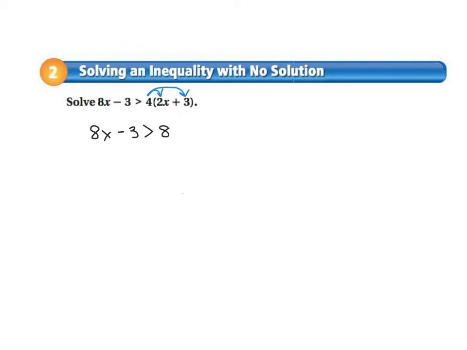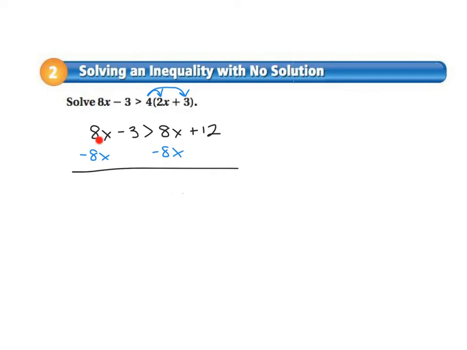4 times 2 times x is 8x. 4 times 3 is 12. Now, whenever we have a variable on both sides, I usually say pick the smaller one and move it. But what you'll notice here is that they're the same size. So you can pick either one, and let's do the opposite. The opposite of positive 8x is negative 8x on both sides of your inequality.